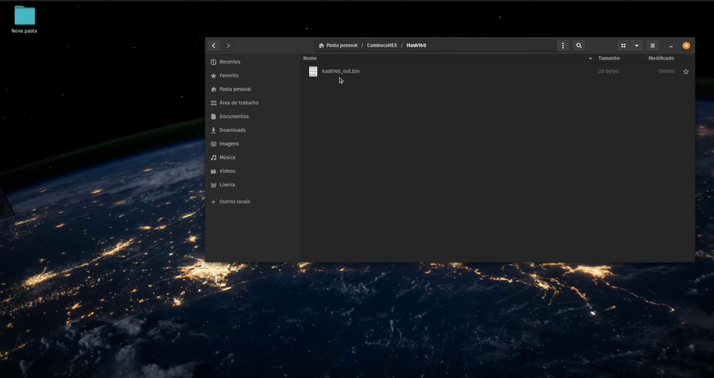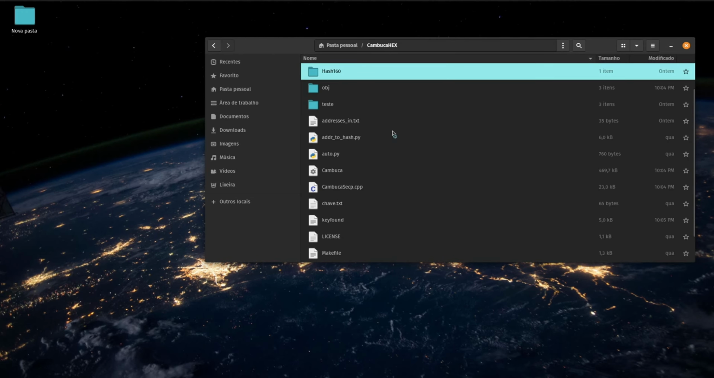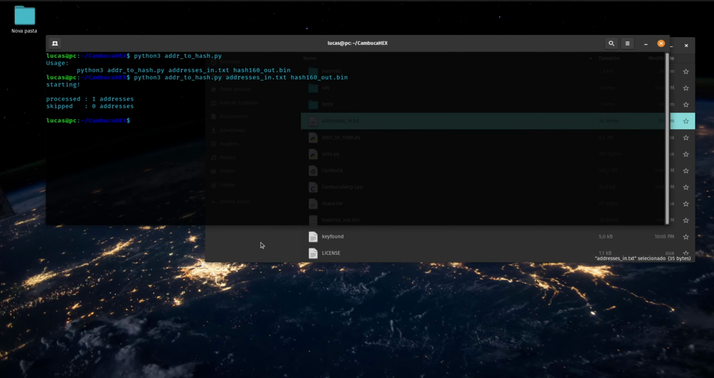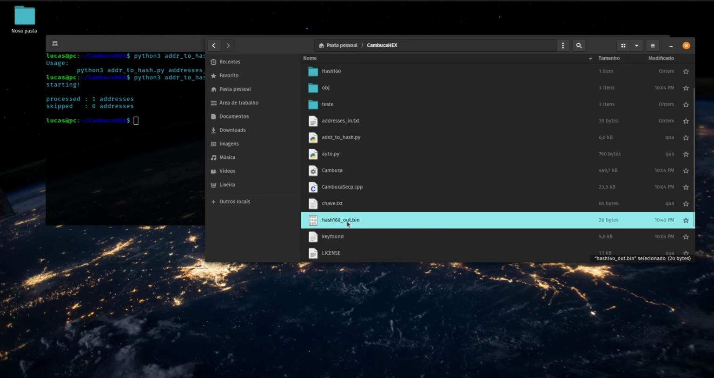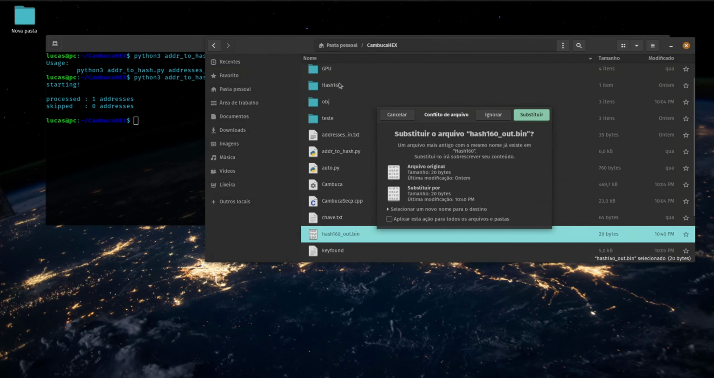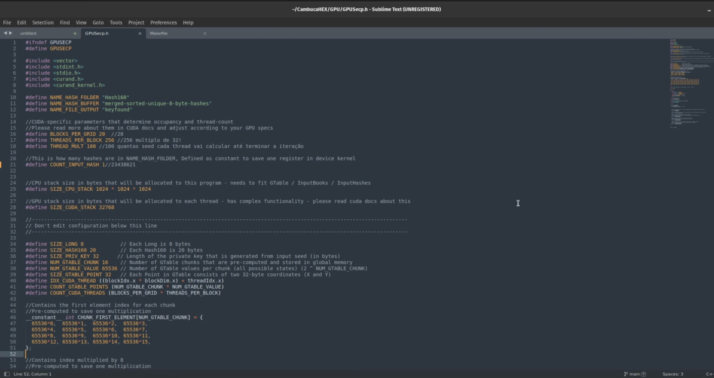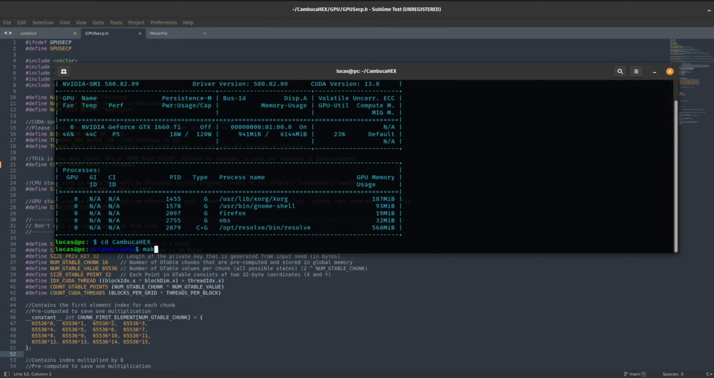You will need to generate the hash 160 file for your address. To do this, you paste your address into the addressing.txt file and then execute the Python script. Take the generated hash file, paste it into the hash folder. Don't worry, if you don't know your address, I'll show another solution that generates the hash file from several possible wallets. So, we're going to go ahead and compile Kamuka now.